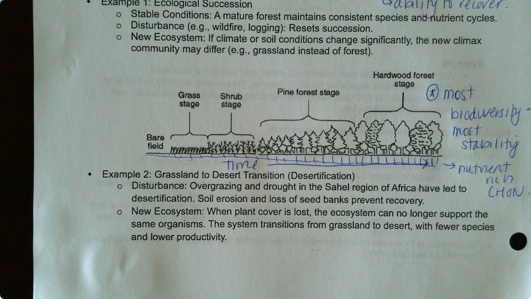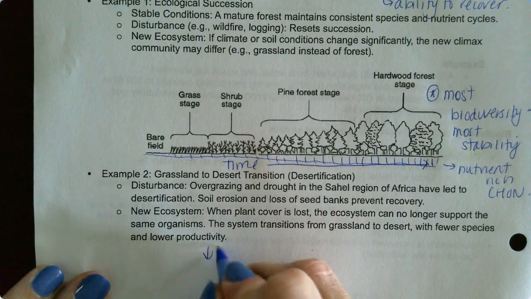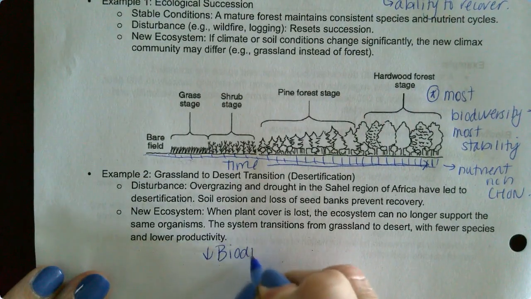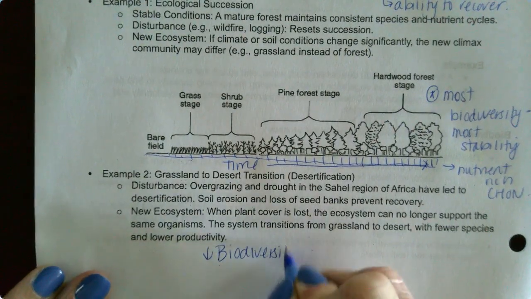New ecosystem: when plant cover is lost, the ecosystem can no longer support the same organisms. The system transitions from a grassland to a desert with fewer species and lower productivity. So therefore, we wind up having less biodiversity, and less biodiversity means less stability.